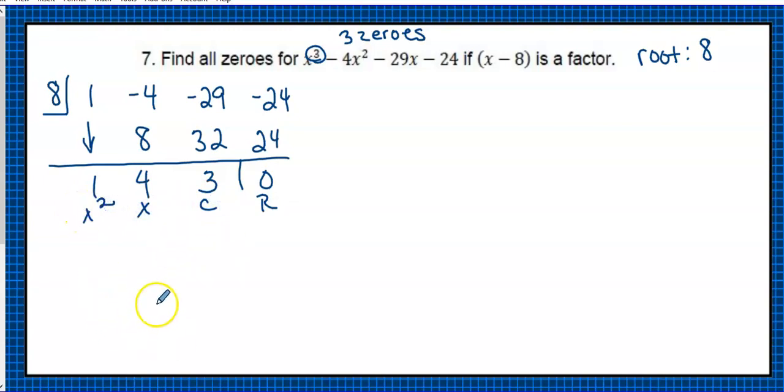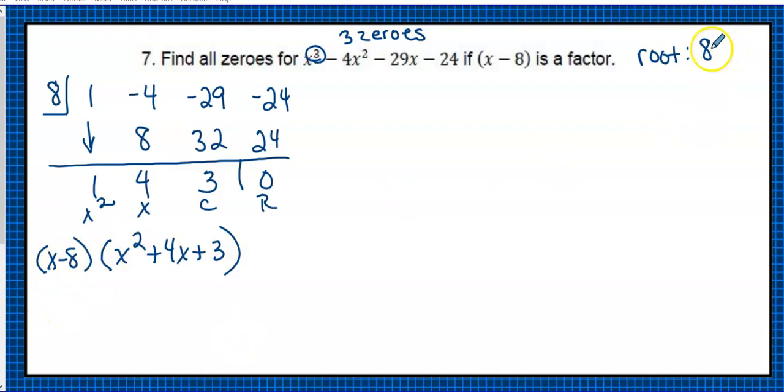So now what I have is, first of all, I'm just going to write this. X minus 8 was a factor, okay? And then when I divide by x minus 8, I get x squared plus 4x plus 3. So I have one factor, so I can find one root, which I already did up here. X minus 8 equals 0, x equals 8. So this is one of my roots, x equals 8.